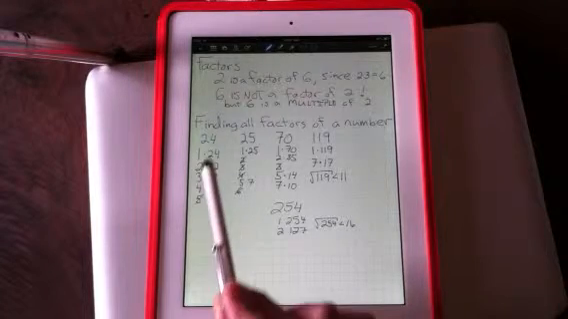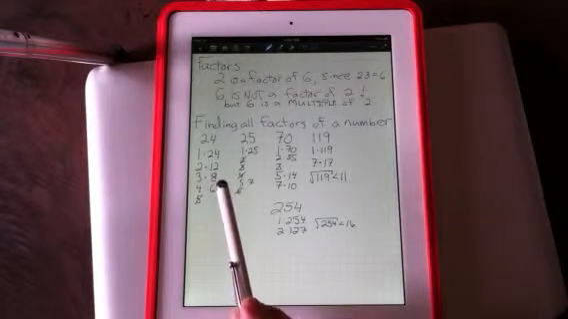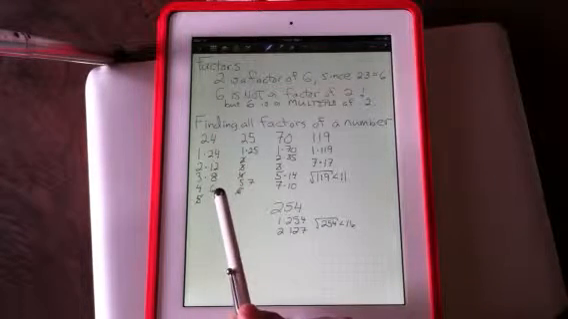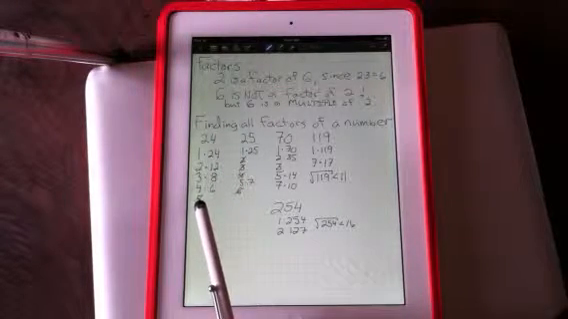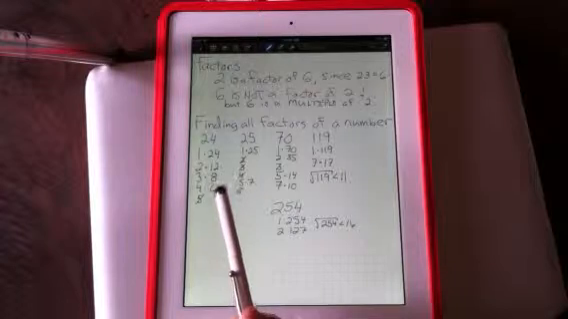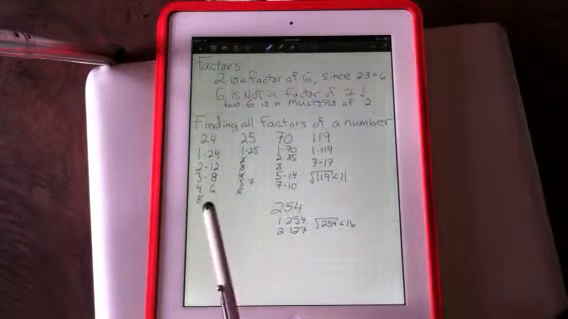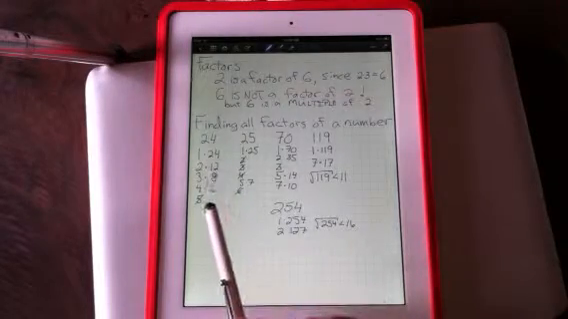And I try 3. 3 goes into 24 8 times. And let's see, 4 goes into 24 6 times. 5 does not. 6 would be next, but I've already got it. So once I get a repeat of something on the other side, then I'm done. So I have all factors of 24.